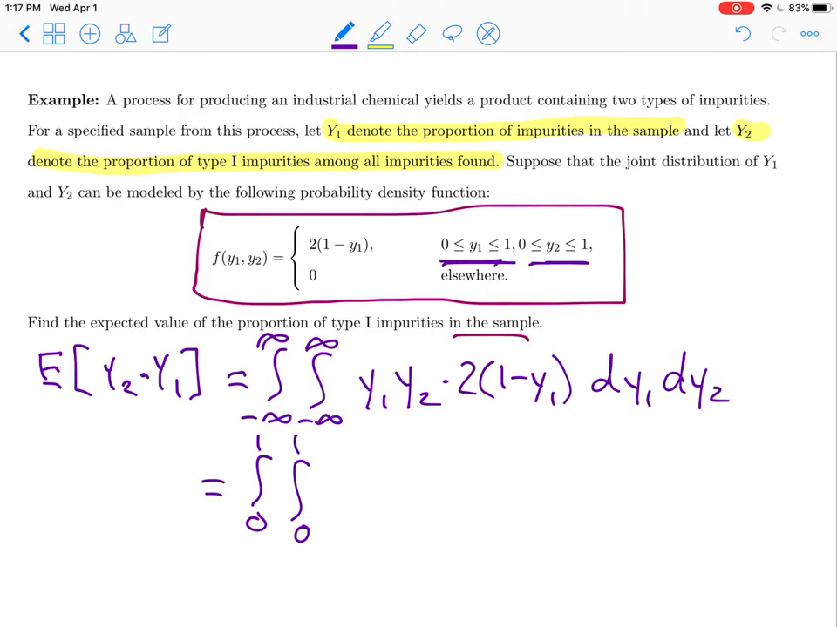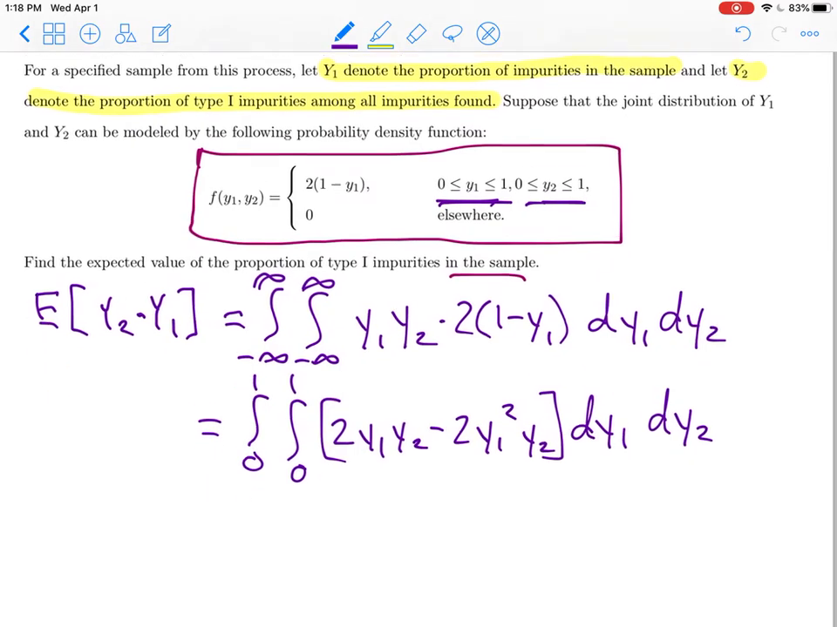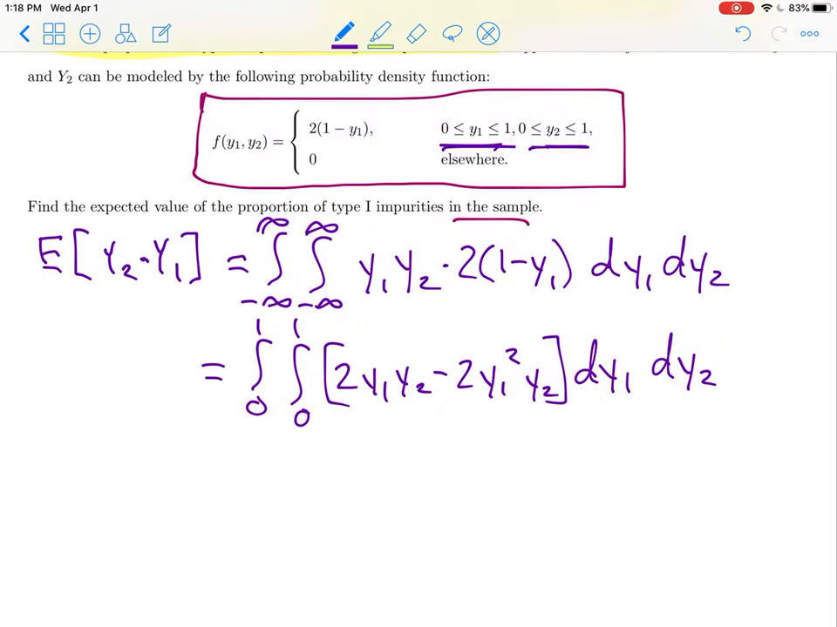And if we multiply this out, we have 2 y1 y2 minus 2 y1 squared y2. We are going to integrate this with respect to y1 first, and then with respect to y2. So we'll treat the y2's as constants when we integrate the first time.